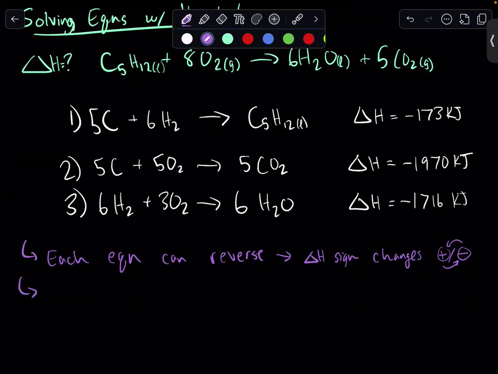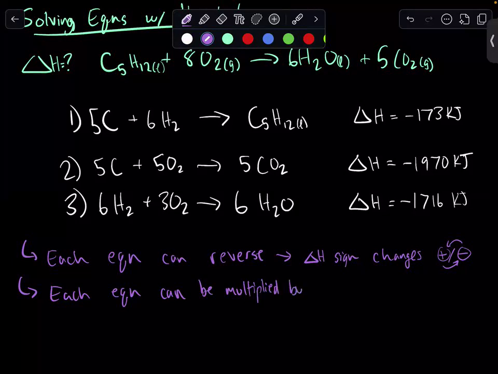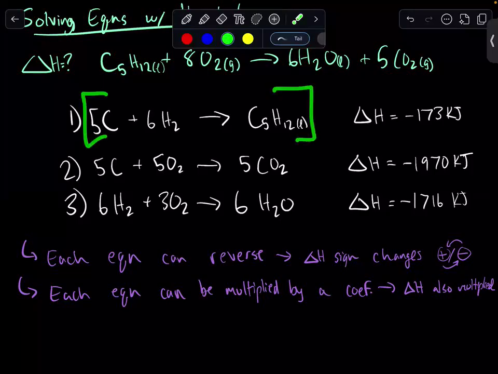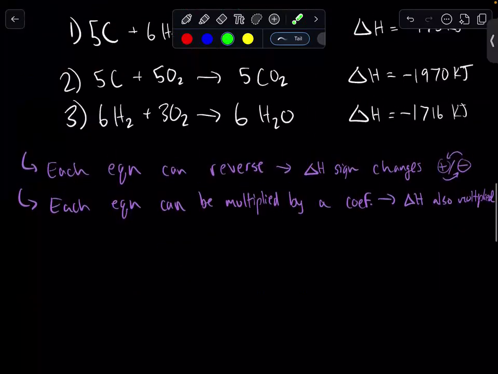Furthermore, each equation can be multiplied by a coefficient, but delta H is also multiplied, which also makes sense. If we were to, for example, double the amount of pentane we make, that would cost double the energy or release double the energy. So these two ideas kind of make sense with it.